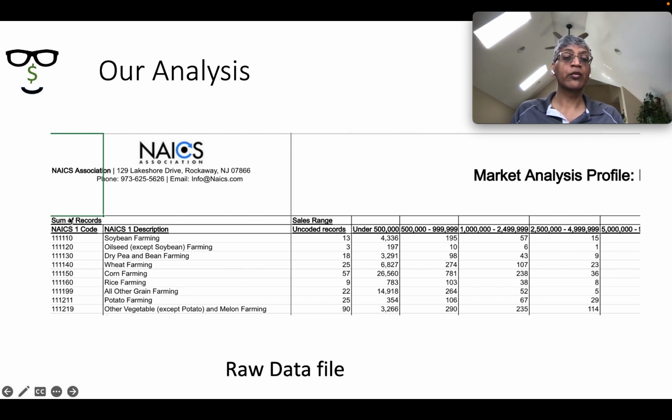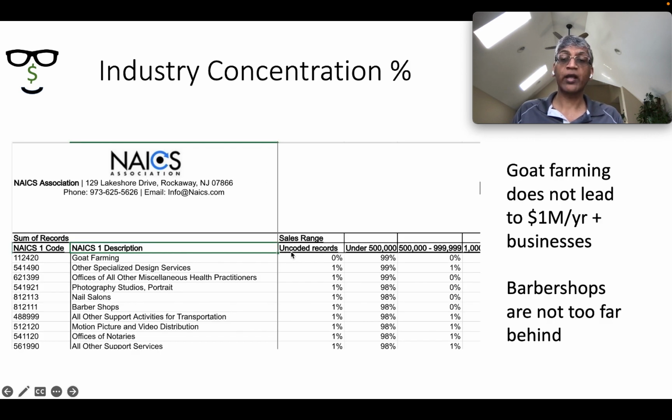It is literally going to say by NAICS code, what does it mean? How many companies make under 500,000 in revenue? How many go from 500 to a million and so on and so forth? And here's what I did. I converted everything into a relative percentage within the category.